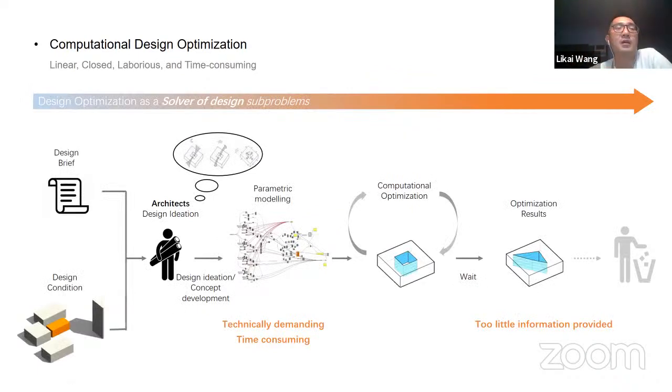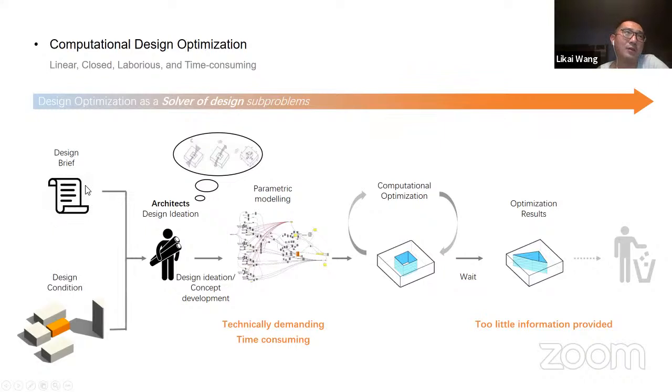However, the traditional computational design optimization usually suffers from the drawback of a very linear and closed design process, and also when we try to use this technique, it is very laborious and time-consuming. And here is the diagram to show you the conventional or regular design workflow when architects use computational design optimization.